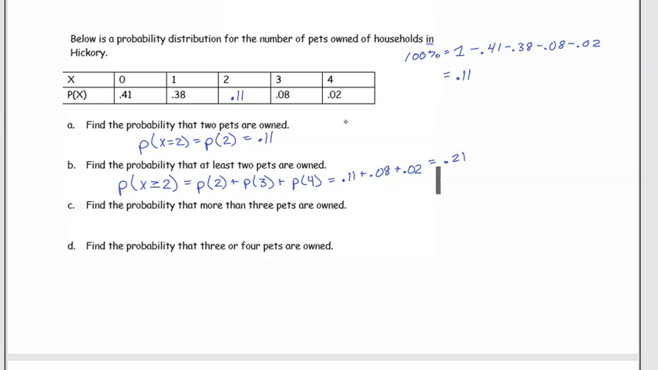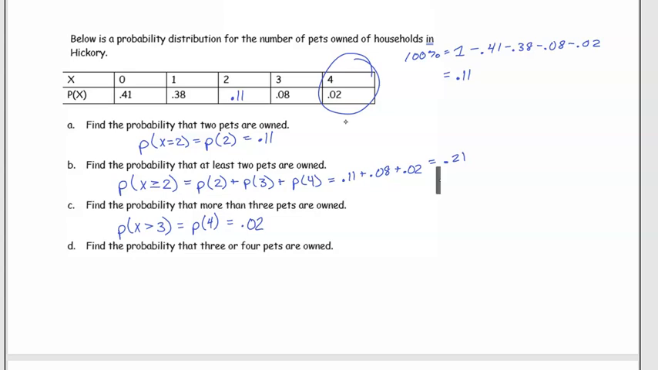Part C is asking us to find the probability of more than 3 pets. More than 3 would be strictly greater than 3. If I look at greater than 3, the only thing I can include would be 4 here. So that's really asking the probability of 4 pets, which would be 0.02.